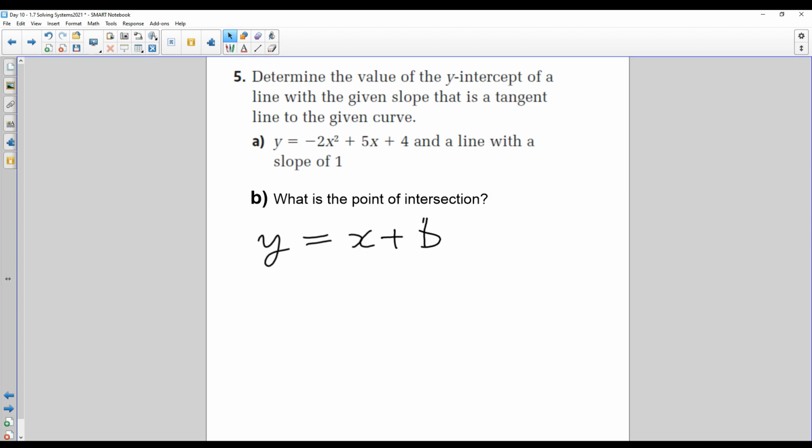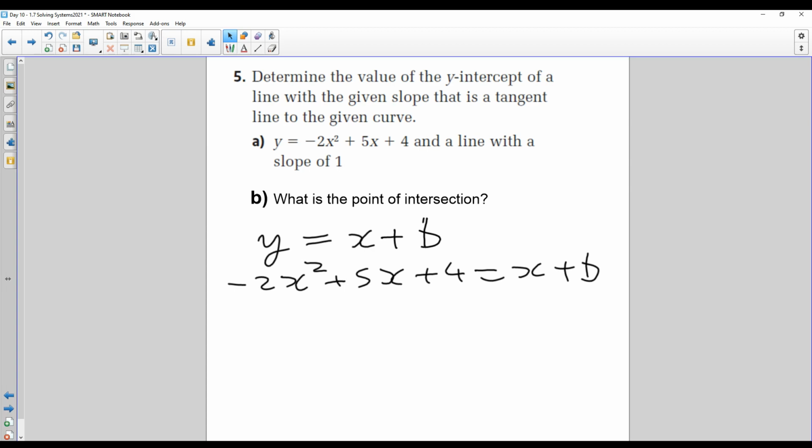Well, we know that when we were doing this before, we set the two things equal to each other. So minus 2x squared plus 5x plus 4 is equal to x plus b. So you're trying to think to yourself, okay, but I don't know what b is. How am I going to solve this? Okay, hang on, just be patient. We're going to solve this, even though we don't know what b is yet.